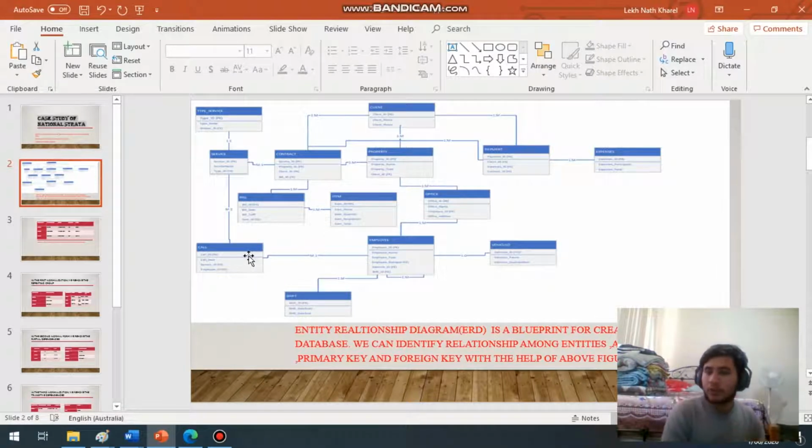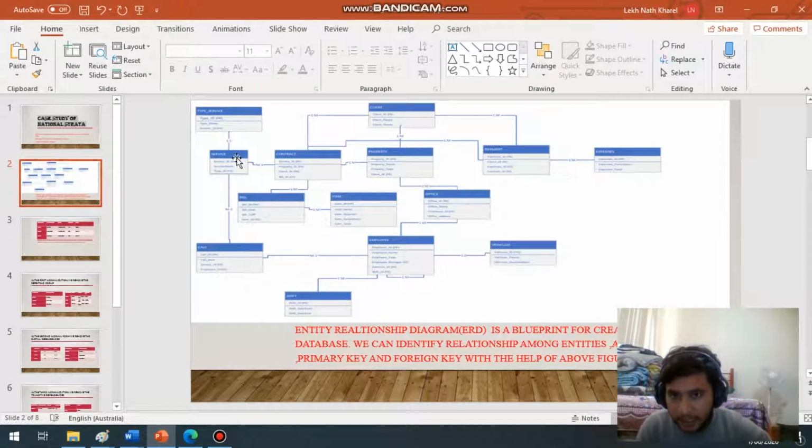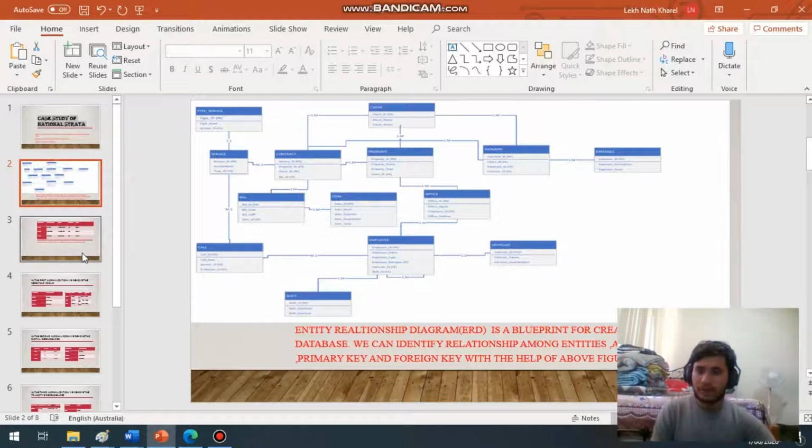Using the crow's foot notation, we can see the relationship between the entities. For example, the entity type service and the entity service have a one relationship with this entity. Then similarly, we can see that the many entities are given here, so we can easily identify the existing relationships between the entities. So let's go to our next process.